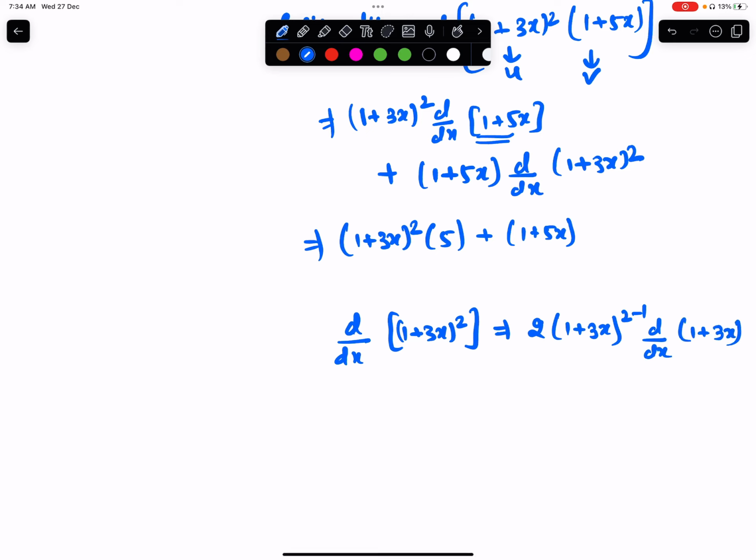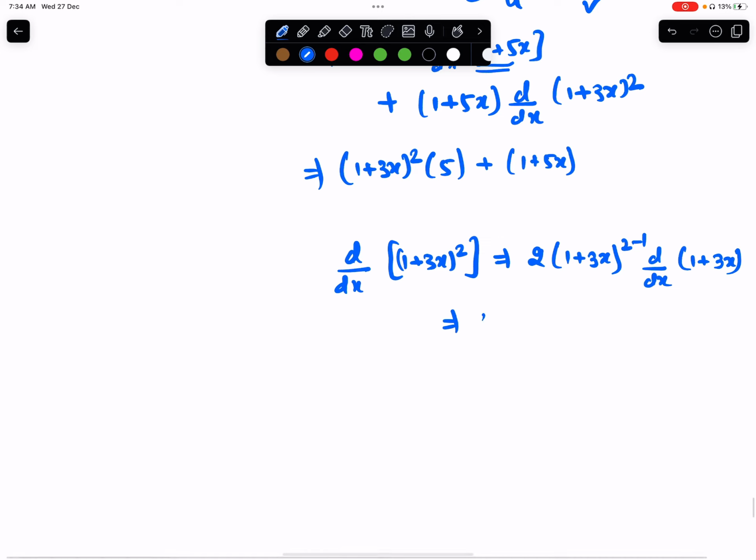First we will differentiate this power, then after that we will differentiate the function inside the power. So that will be 2(1 + 3x)^(2-1) times d/dx of (1 + 3x). As we apply the summation rule, the derivative of 1 is 0 and the derivative of 3x is 3, so that is into 3. So this equals 6 into (1 + 3x) raised to the power 1.